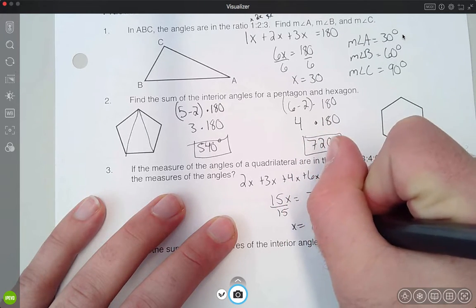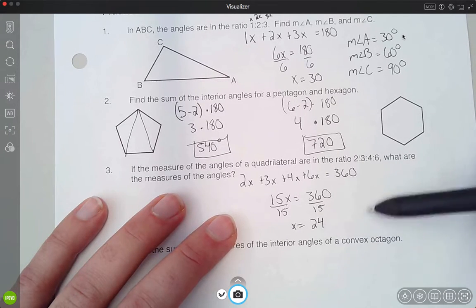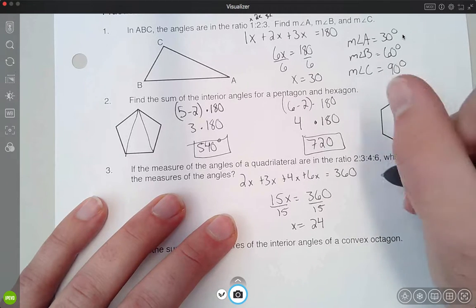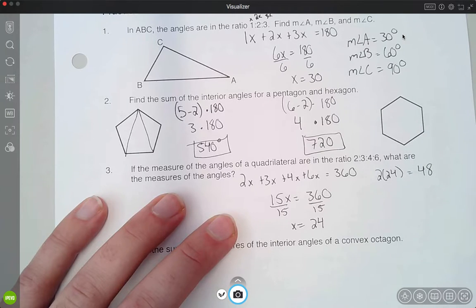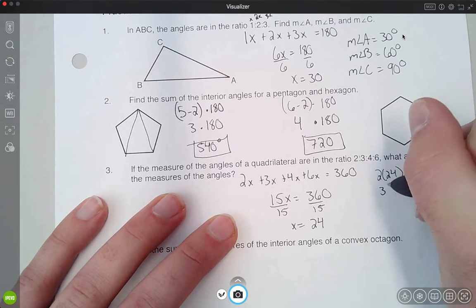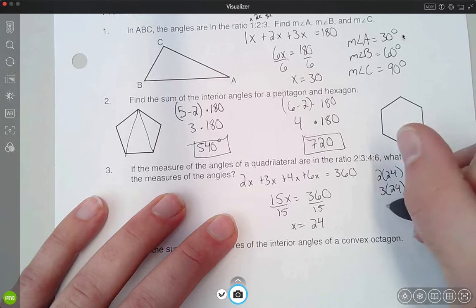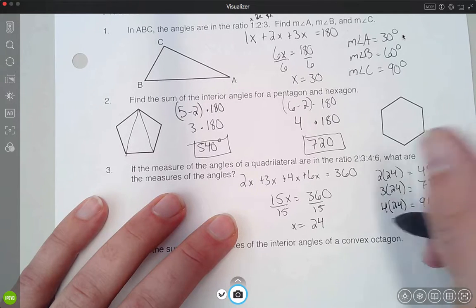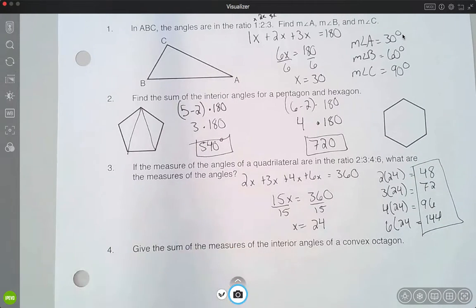So 24 is my base angle that I'm working with, but I don't actually have any that are just that. My smallest one is actually 2 times that. So I'm going to do 2 times 24, which gives me 48. That's one angle. Then I would also do 3 times 24, which is another angle. That's going to be 72. Do 4 times 24, which is 96. And finally 6 times 24, which is 144. Those 4 are all my angle measures.